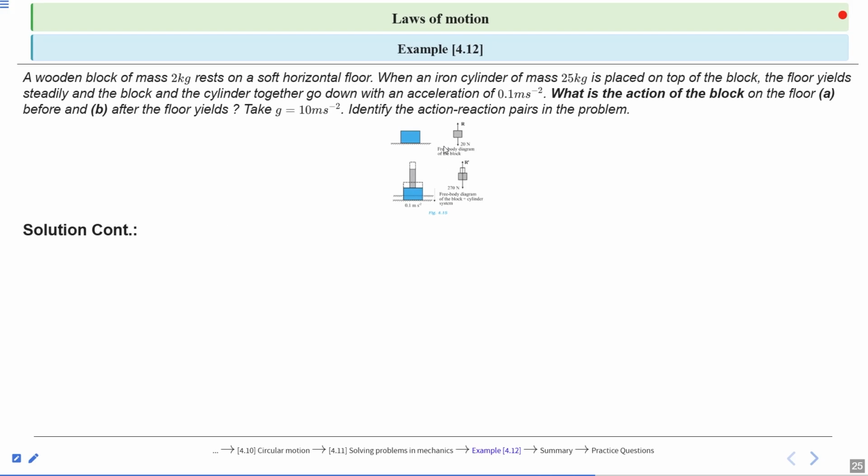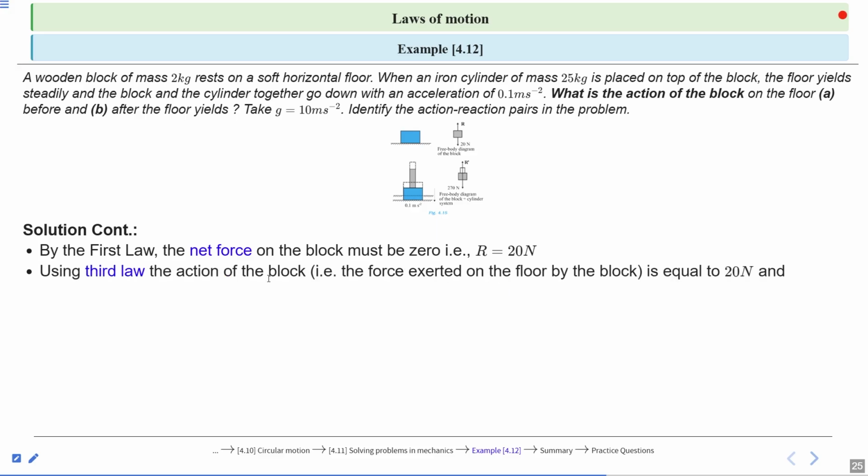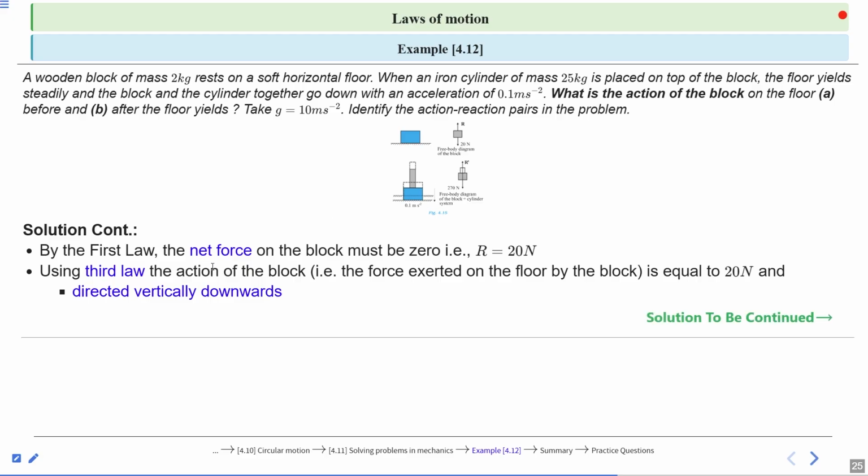So by the first law, the net force on the block must be 0. Yes or no? So R equal to 20 Newton. Using the third law, the force exerted on the floor by the block, the action of the block, is equal to 20 Newton and the direction is vertically downwards. So let's see further calculations.